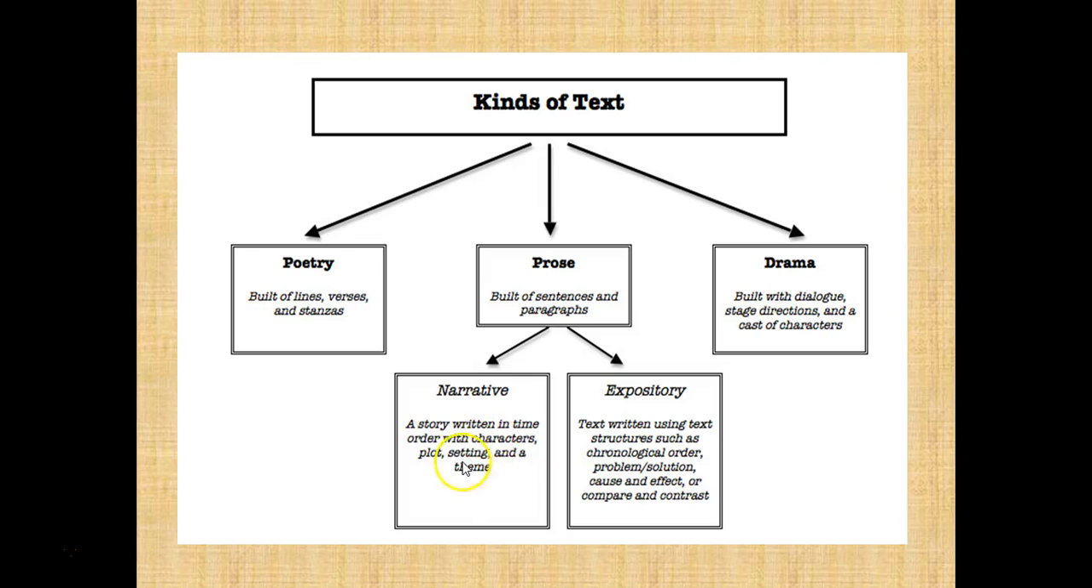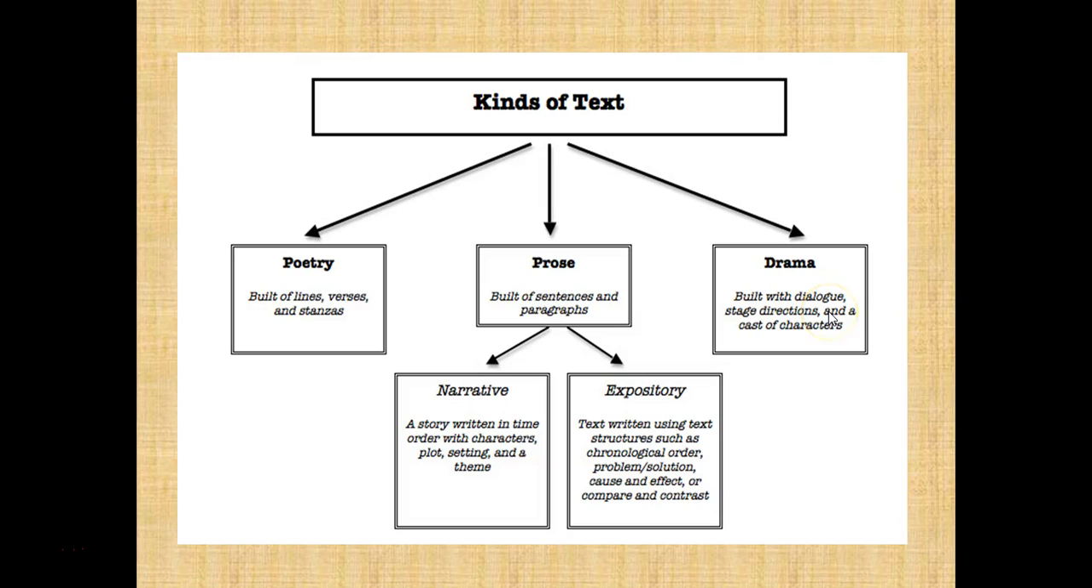Two kinds of prose would be narrative, which is stories with, remember, our main elements of characters, setting, and plot, and theme. This could be mostly fiction, but if it is such as a biography that's told in a story about somebody's life, it could also be nonfiction. The other type of prose would be expository. Expository is all fact all the time. It could come in the different text structures of chronological order. Remember, chron means time, so time order, problem and solution, cause and effect, or compare and contrast.